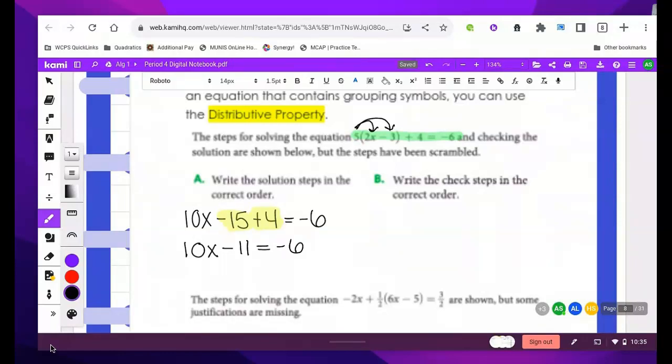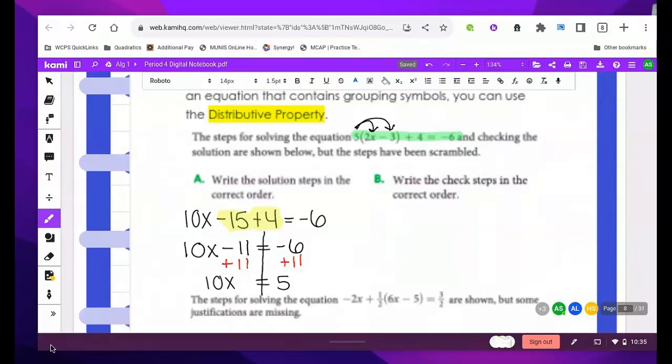Once we do the distributive property and combine like terms, now we just have a 2-step equation. Like in the last video, we'll put our line down the middle and we'll use our opposite operations. So we see -11, which means I need to add 11 on both sides. I need to do the opposite. So notice I did nothing with the 10x again, so we'll keep that. And that's equal to -6 plus 11, which gives me 5.